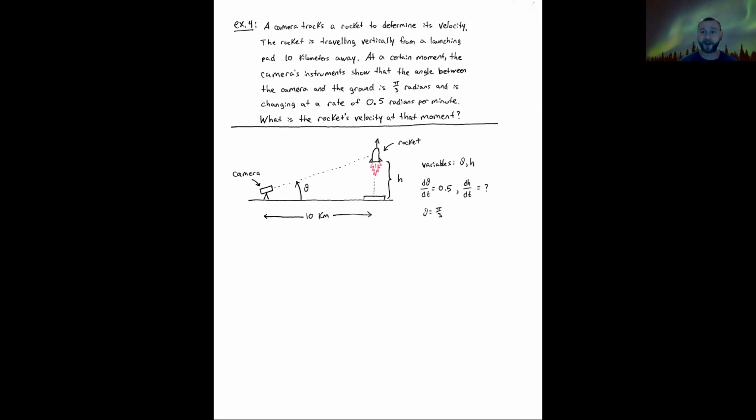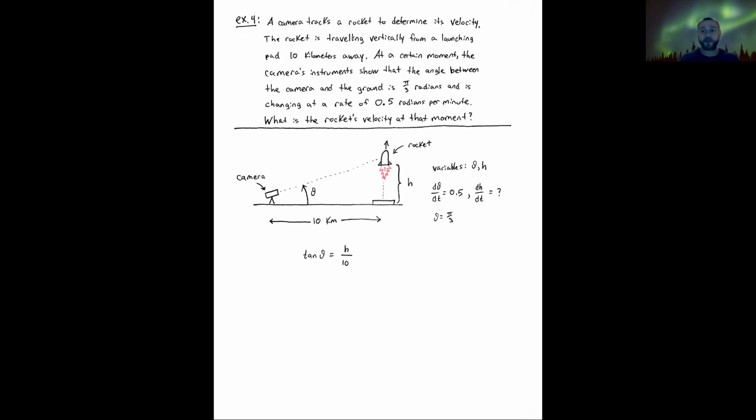All right, so with our variables in the question, we can translate the rate of change of the angle, that's the 0.5 radians per minute, and that is our given rate of change, d theta over dt. We now want to use that to solve for dh over dt. Since h denotes the height of the rocket, dh over dt is the rate of change of height, which is the rocket's velocity. So we're solving here for dh over dt.